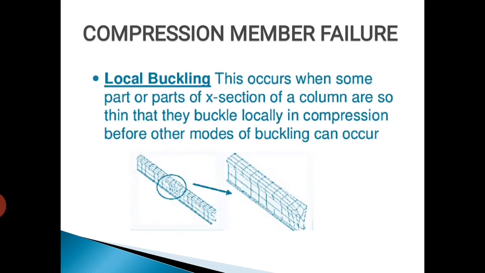The second type of compression member failure is local buckling. What is local buckling? This occurs when some part or parts of the cross section of a column are so thin that they buckle locally in compression before other modes of buckling can occur.